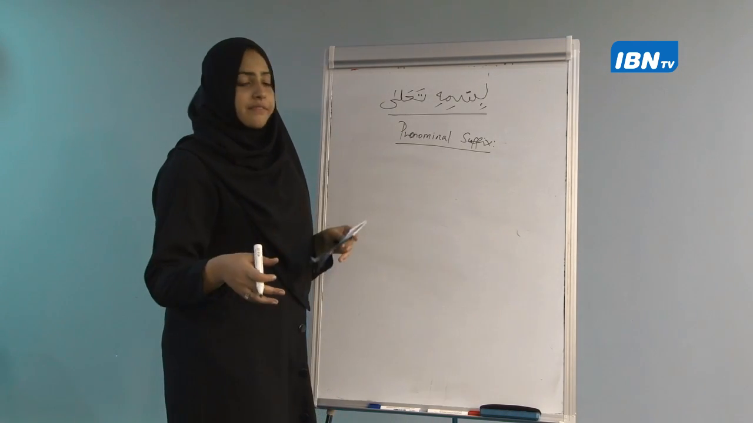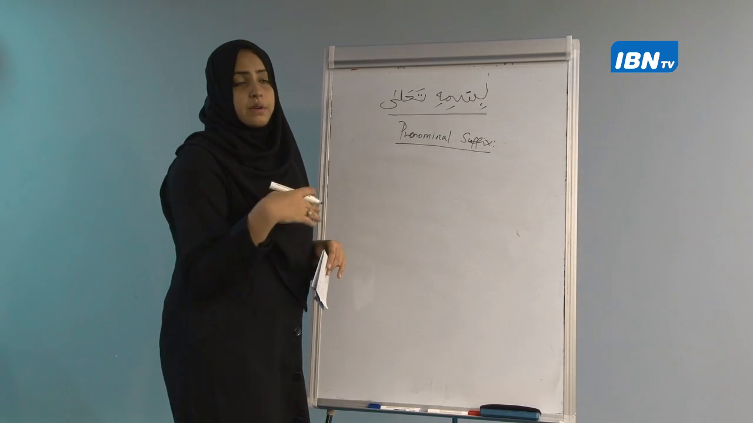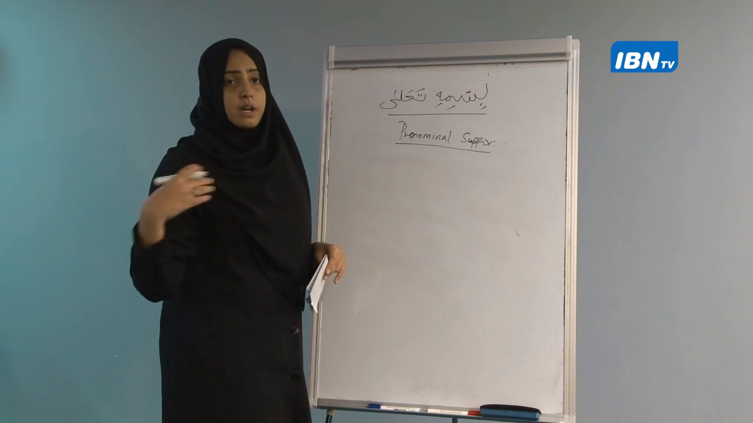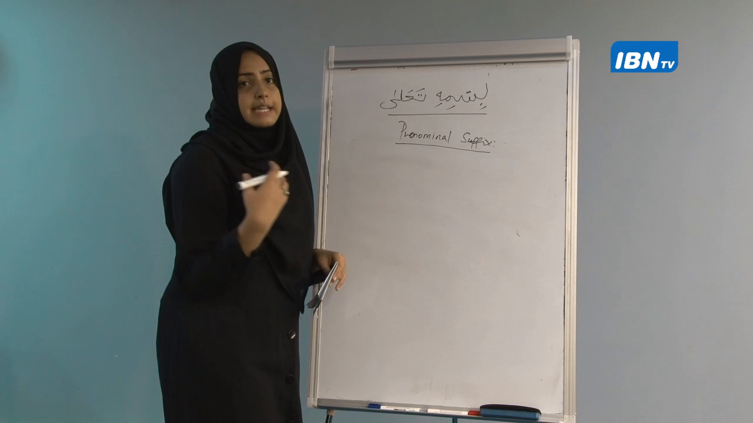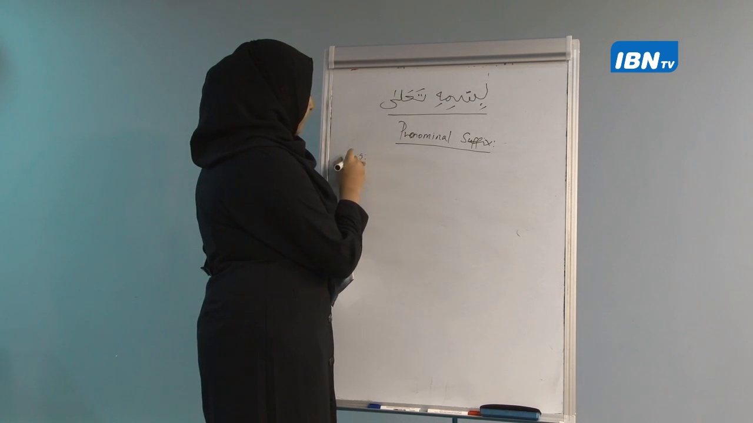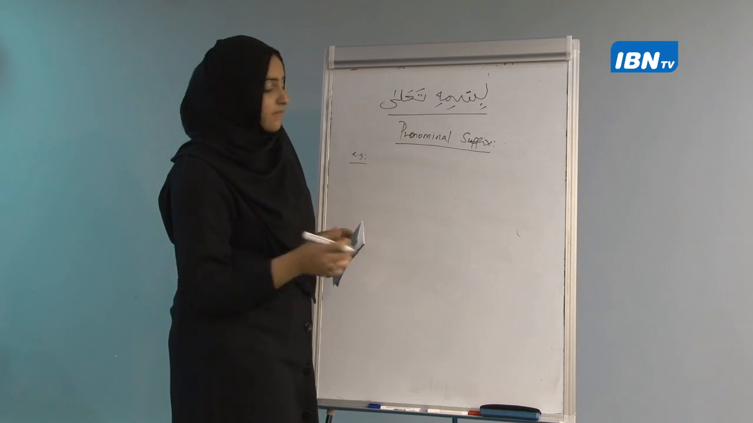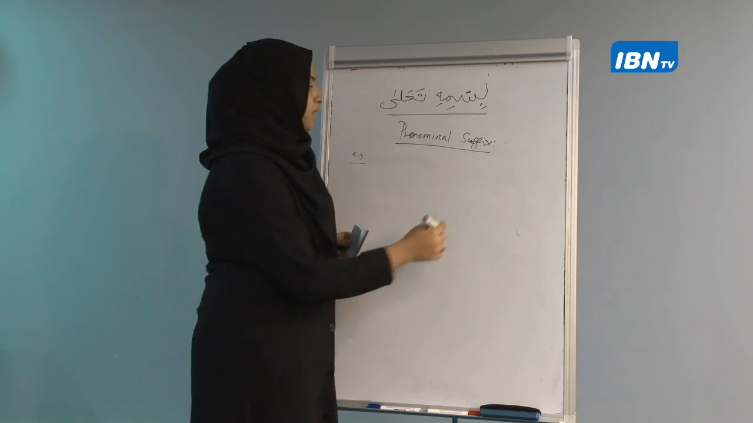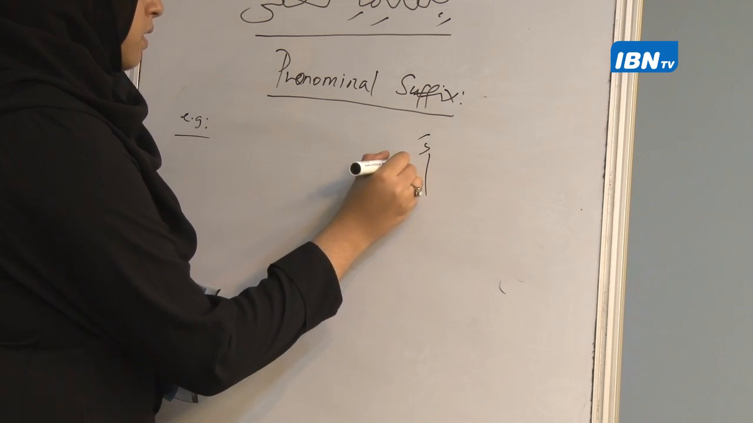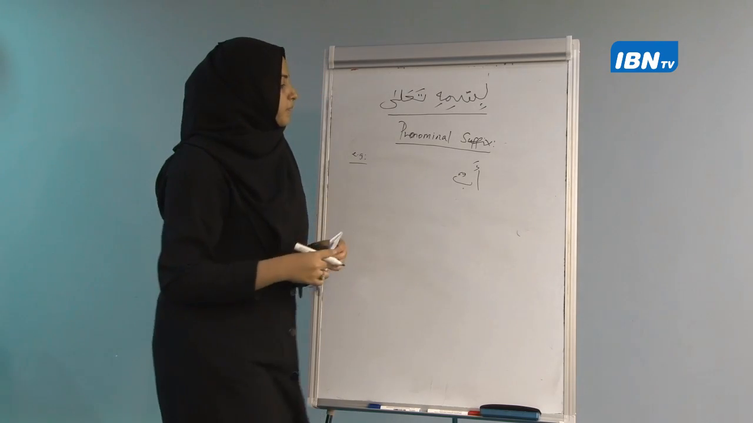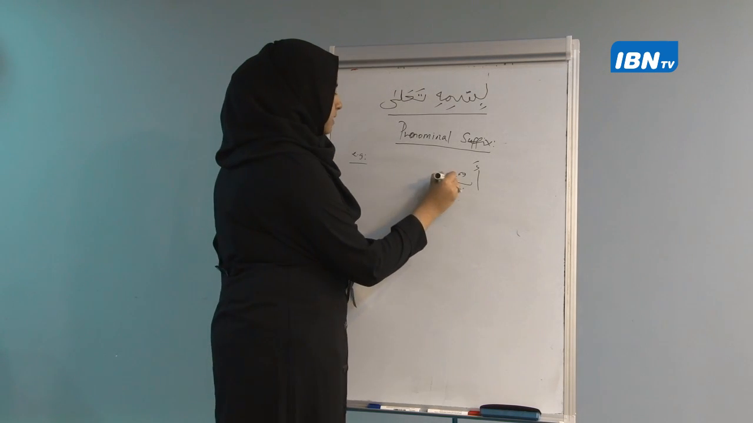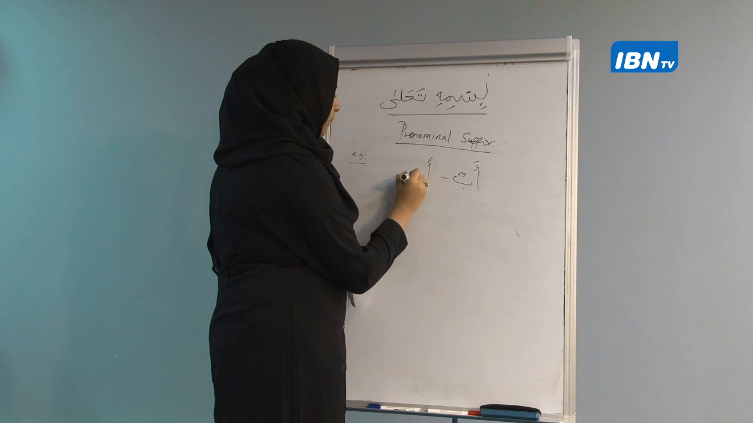Right. So if the personal pronoun, the dhamir muttasil, is attached to a noun, that means it is a type of possession. So for example, I have the word abun, meaning father. I want to say my father. So I will say abi.